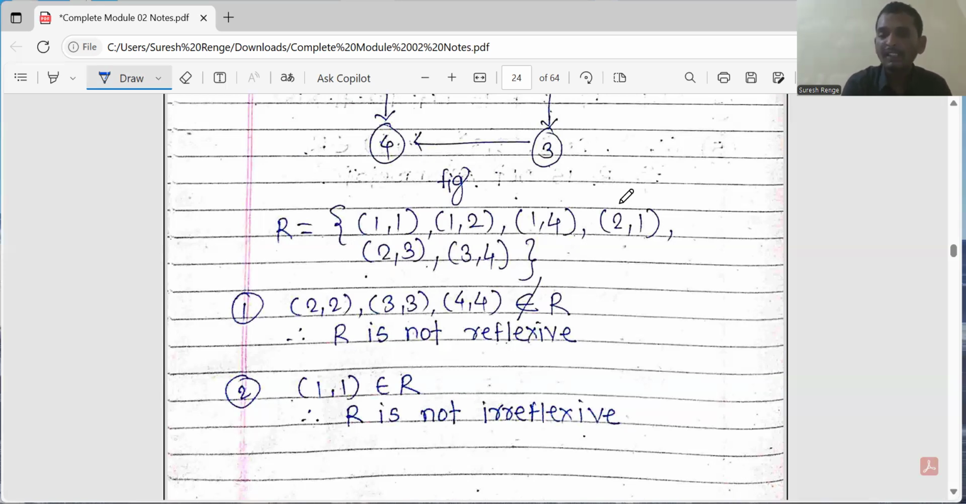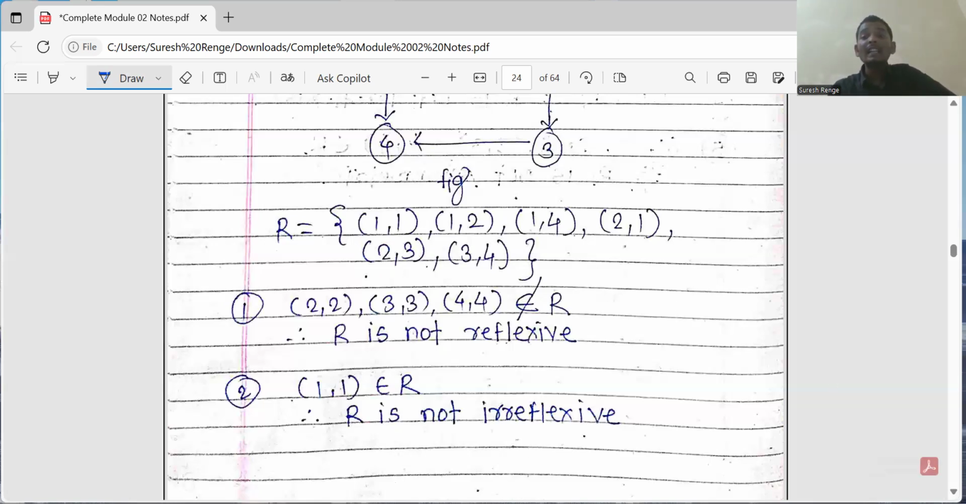If we find one symmetric pair, we cannot conclude that the relation is symmetric. Each and every pair available in the relation must have its symmetric pair available. Now let us choose the second pair, 2 comma 3. 2 comma 3 is an element of the relation, but 3 comma 2 does not exist in the relation, so 2 comma 3 does not follow the symmetric property.